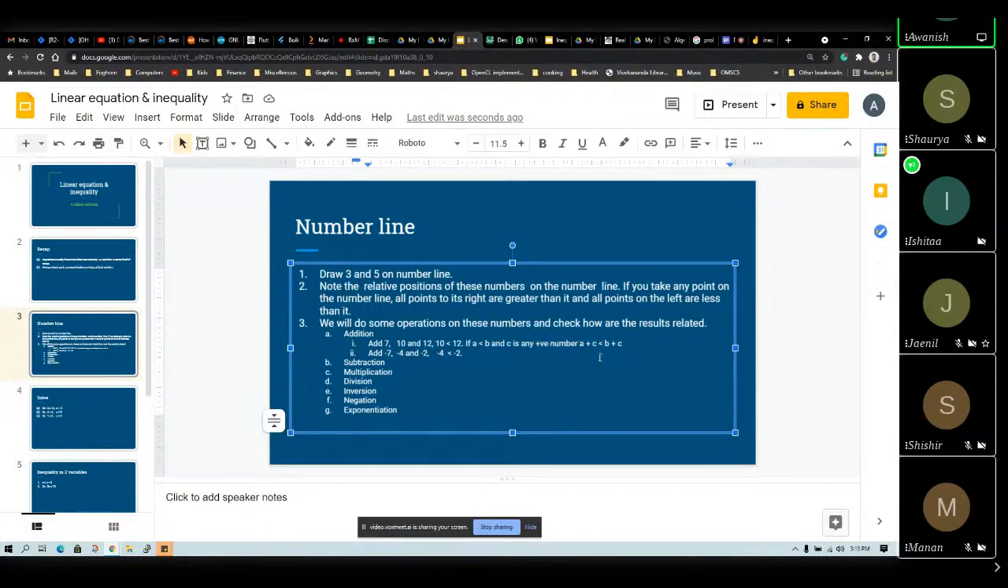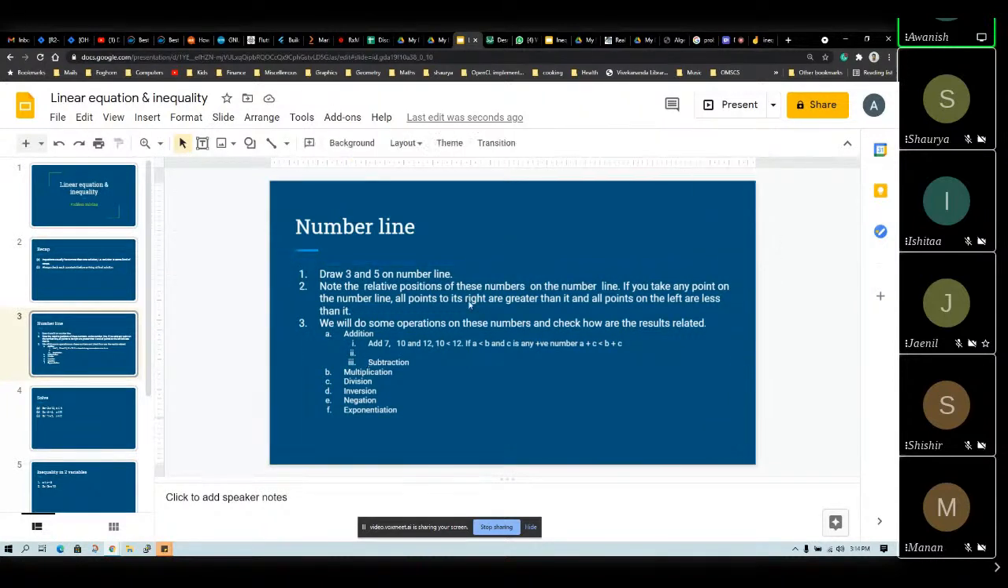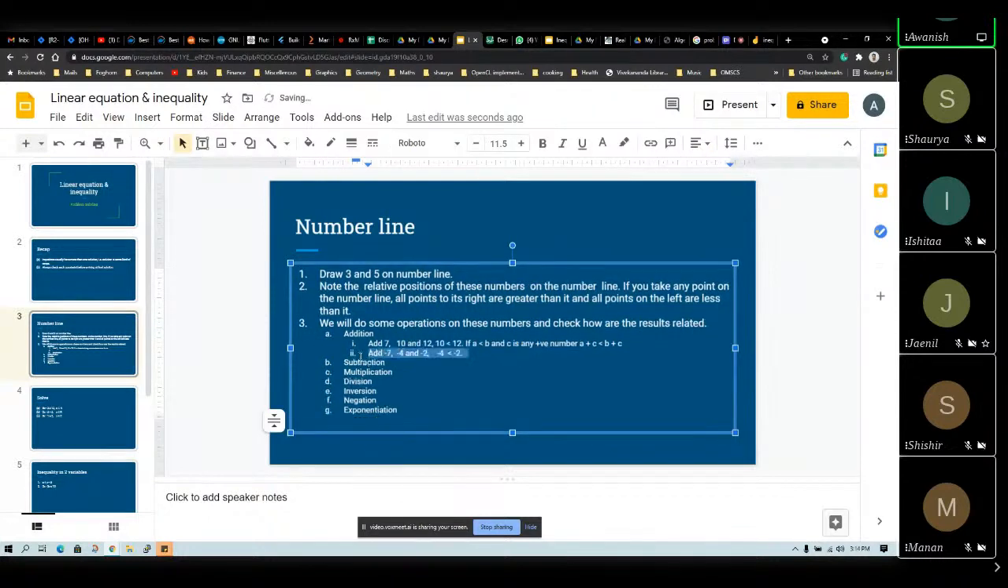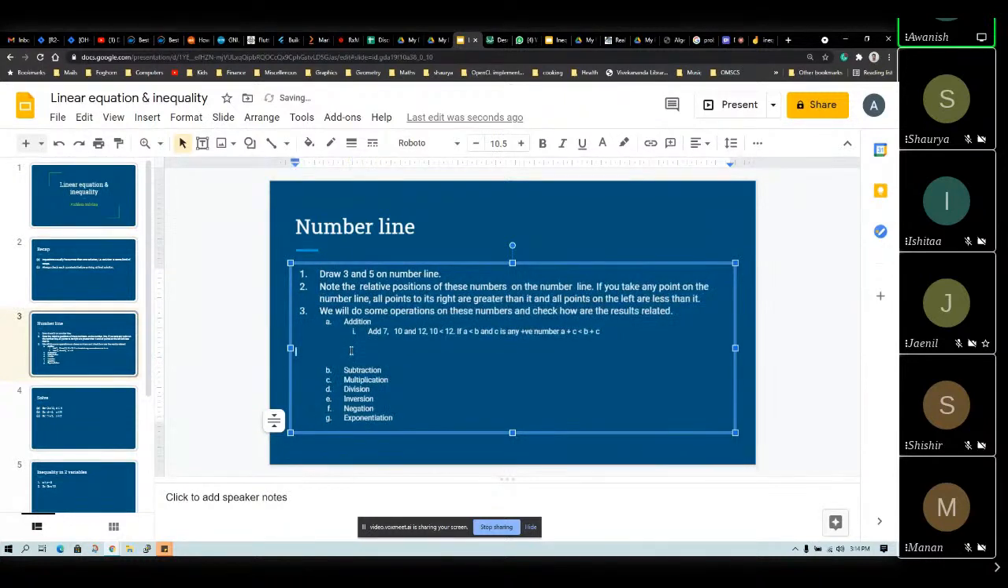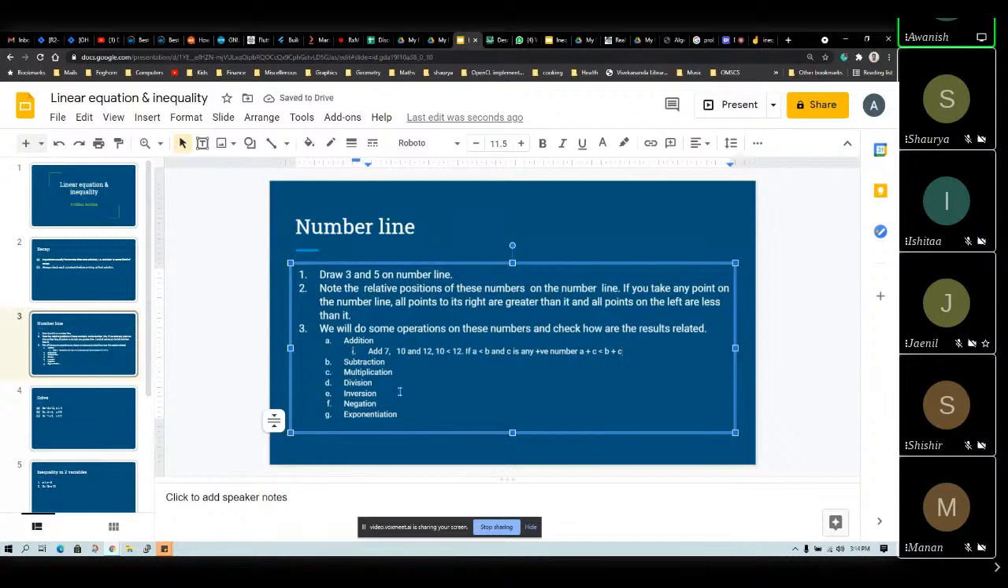Yes, sir. Okay. So if we are adding the same number, then it does not matter if that number is positive or negative. That means even for subtraction, the same condition will hold, right? Yes, sir. A minus C will be less than B minus C. How about multiplication?